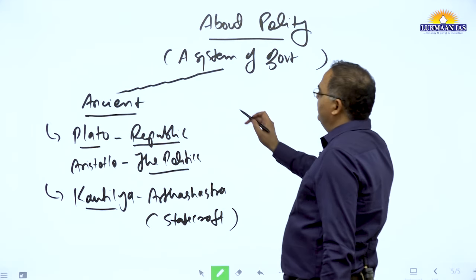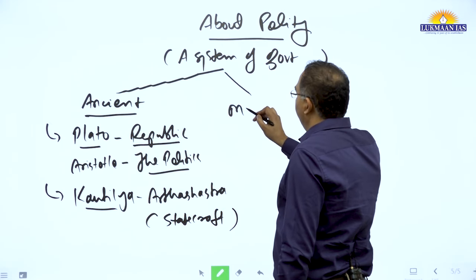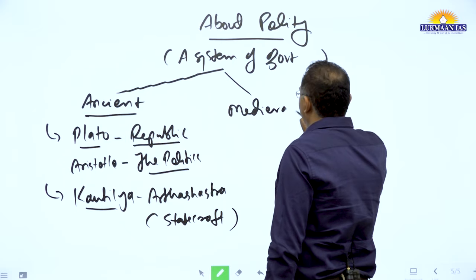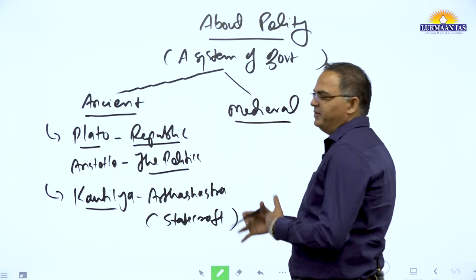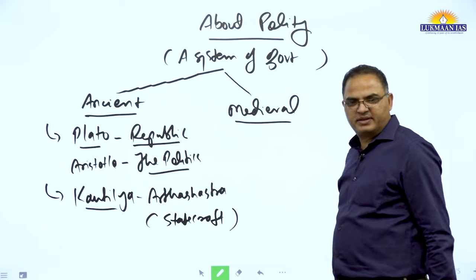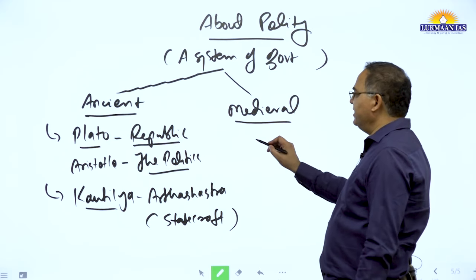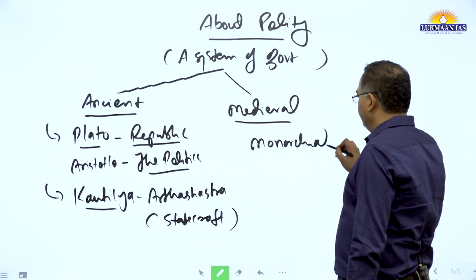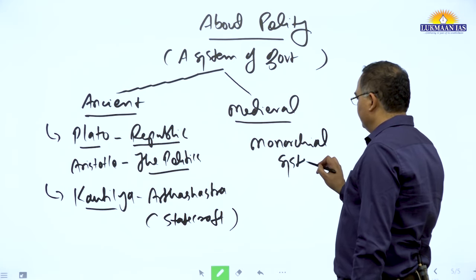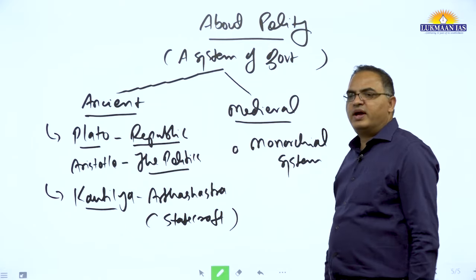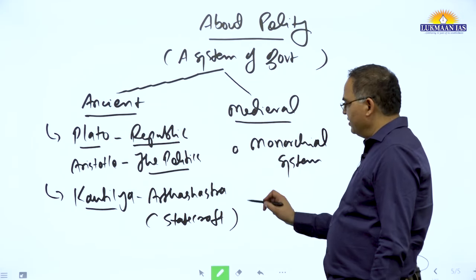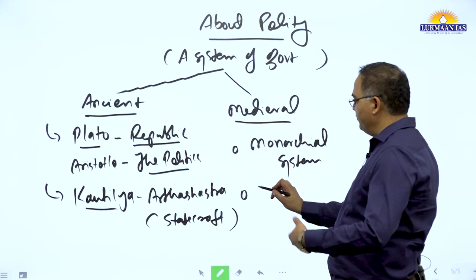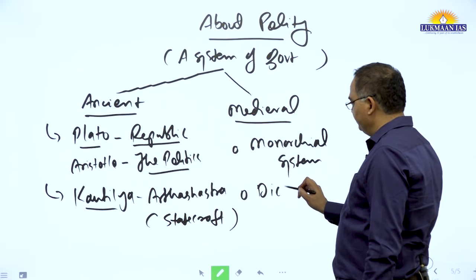Let's come to medieval time. So basically it does not have much of influence, let's say. But we can say that polity can be more known in terms of monarchical system. You can have a monarchical system. Right. We can have dictatorial system.